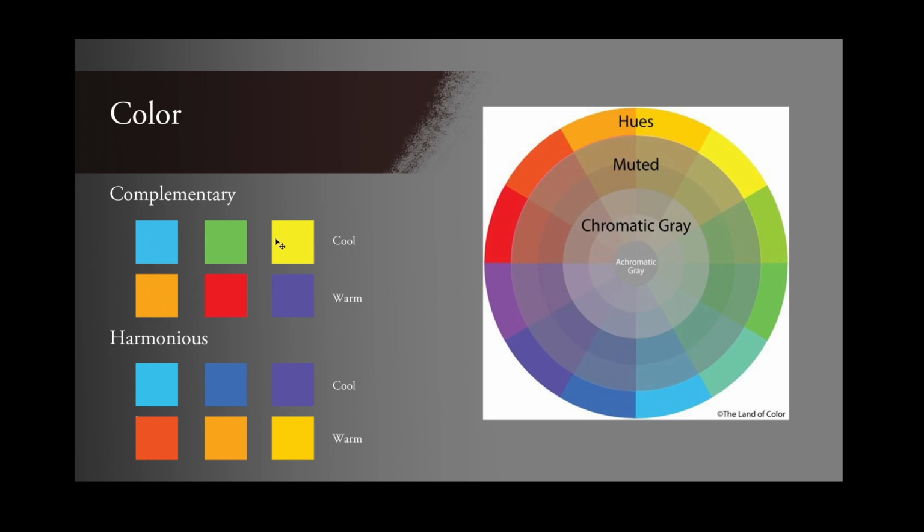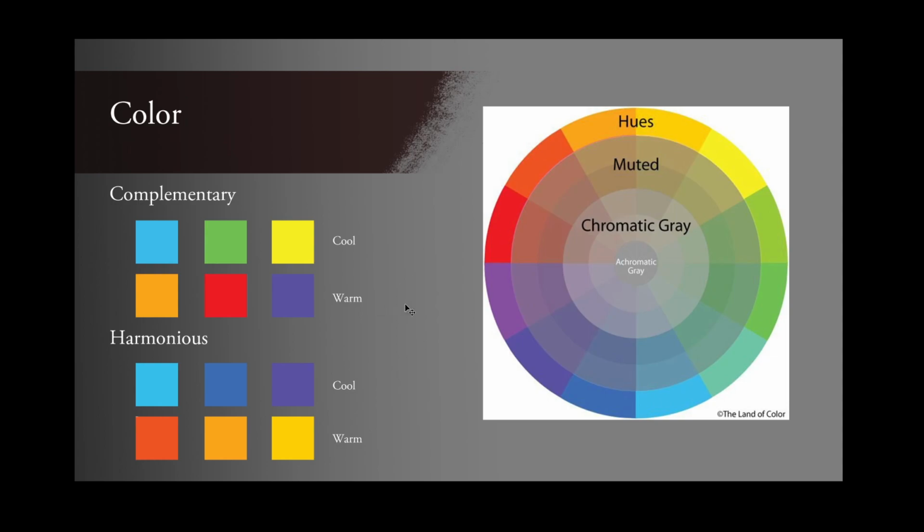So one thing on complementary colors, they're generally going to be contrasting temperatures. Color has temperature too, cool and warm. Cool colors are generally going to be the blues and purples and stuff like that, and the warm colors are going to be the oranges and reds.